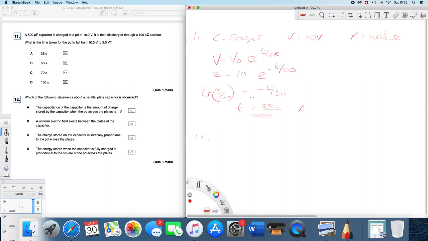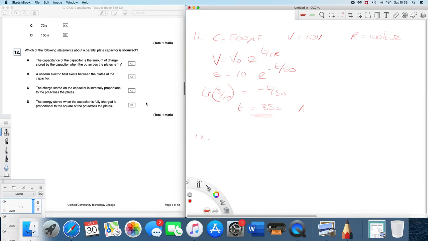Question 12. Which of the following statements about a parallel plate capacitor is incorrect? The capacitance of the capacitor is the amount of charge stored by the capacitor when the PD across the plates is 1 volt. Well, that is absolutely the definition, so that's true. Uniform electric field exists, yes. The charge stored on the capacitor is inversely proportional to the PD across the plates. Well, if you're not sure, Q equals CV. Is the charge inversely proportional? No, it's not. So that's not true. And that is our answer then.